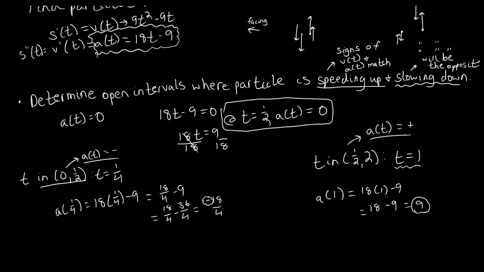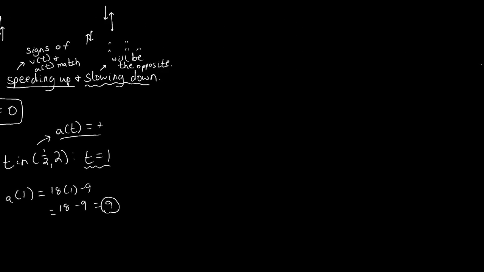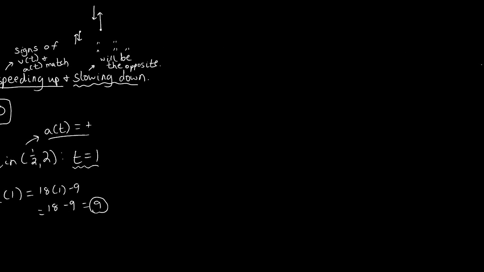So that's the relationship that we're looking for here. If the signs of v of t and a of t match, he'll be speeding up. If the signs of our velocity and acceleration do not match, the particle will be slowing down. So let's move over here and depict what's happening in our velocity and acceleration functions.